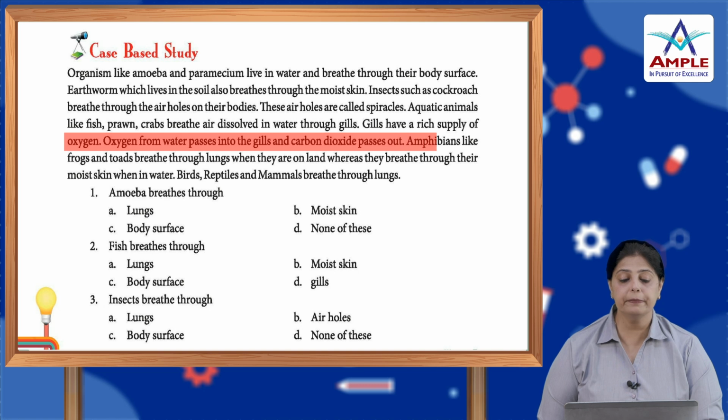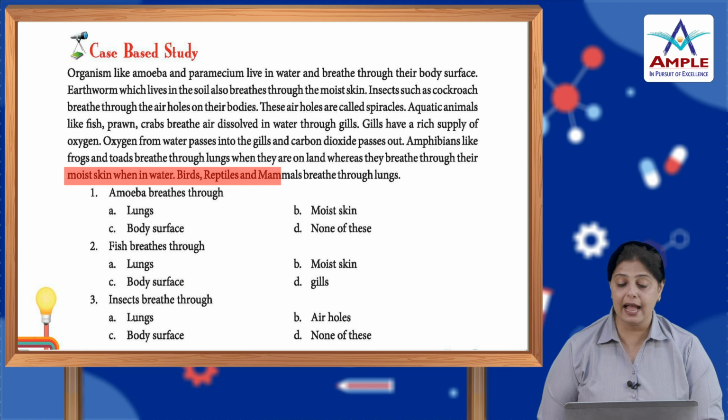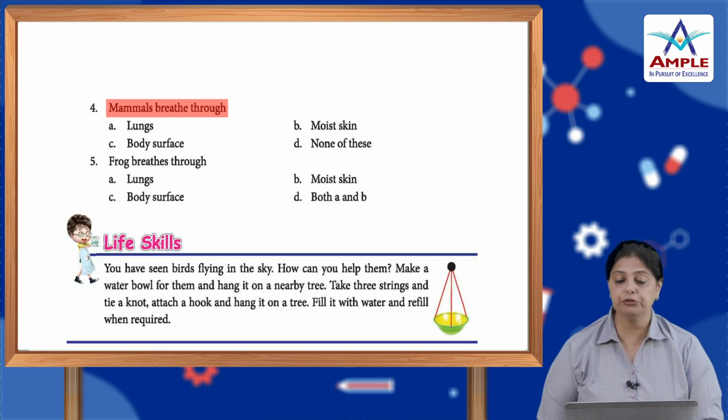Amphibians like frogs and toads breathe through lungs when they are on land, whereas when they are in water, they breathe through their moist skin. Birds, reptiles and mammals breathe through lungs. So, amoeba breathes through the body surface. Fish breathes through their gills. Insects breathe through air holes. Mammals breathe through lungs. Frogs breathe through lungs, moist skin, body surface, so it is both A and B.